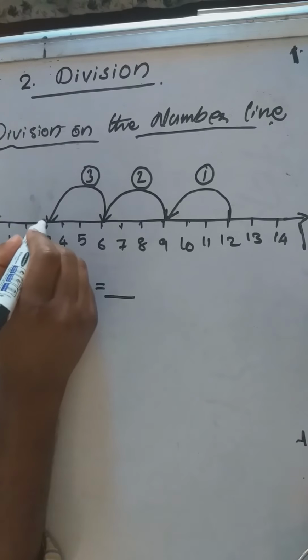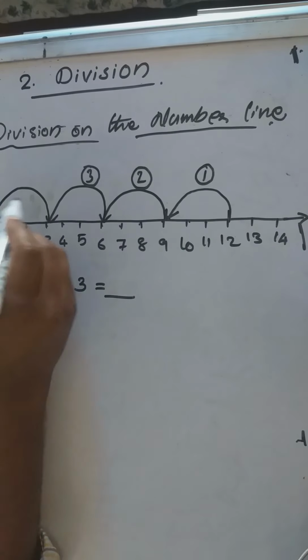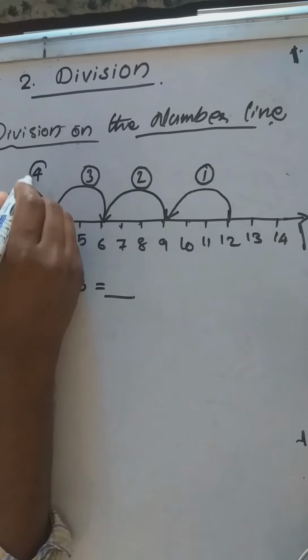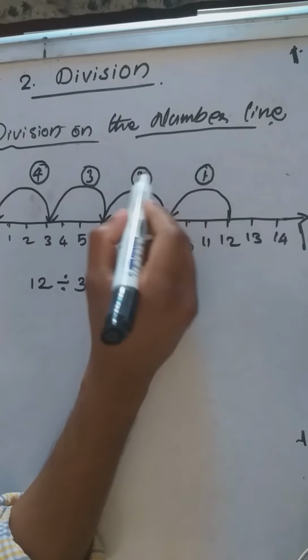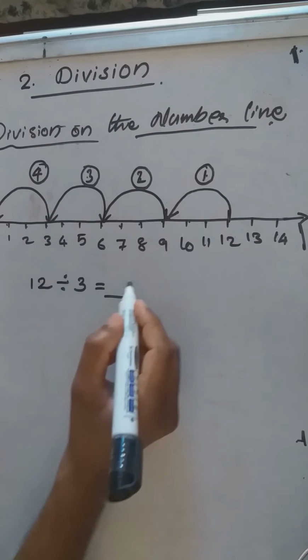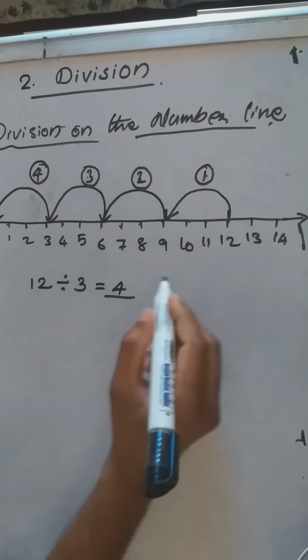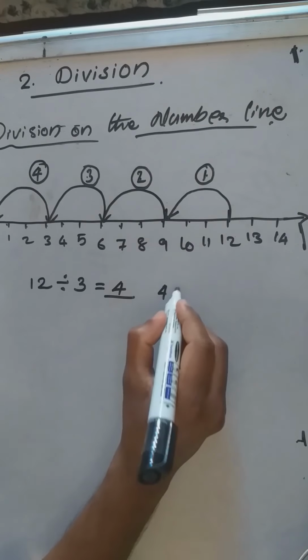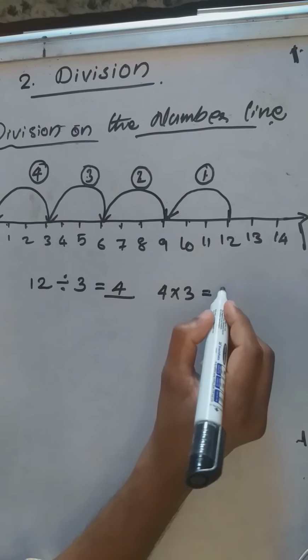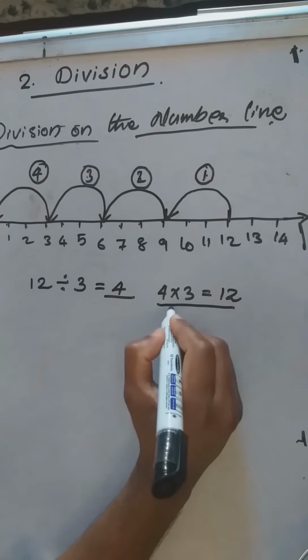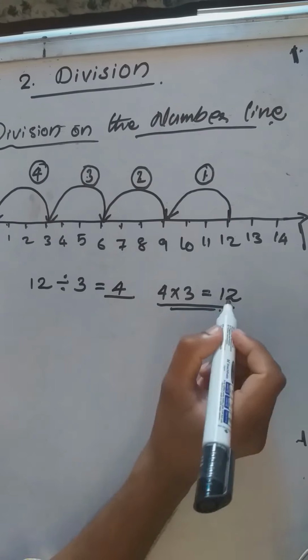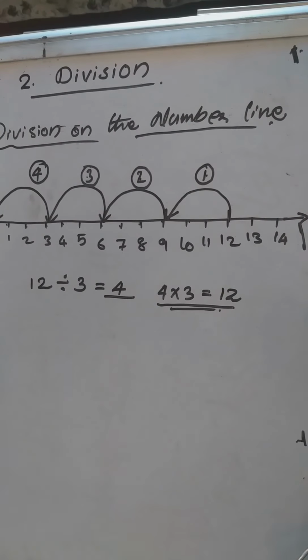3 minus 3 is equal to 0. So 1, 2, 3 and reach 0. So how many times we subtracted? 1, 2, 3, 4 times. So here we got the answer. 12 divided by 3 is equal to 4. Or in the multiplication table we know that 4 multiplied by 3 is equal to 12. 4 3s are 12. Or 12 divided by 3 is equal to 4. I hope all of you understood how to do division using number line.